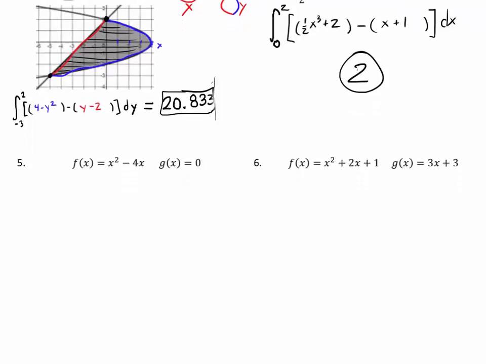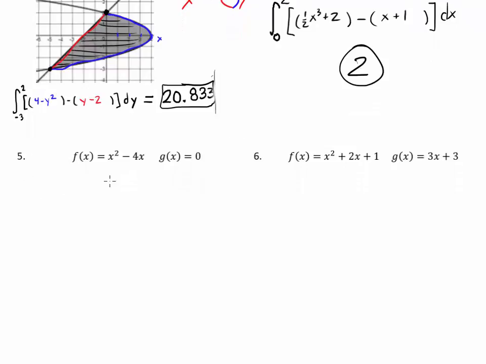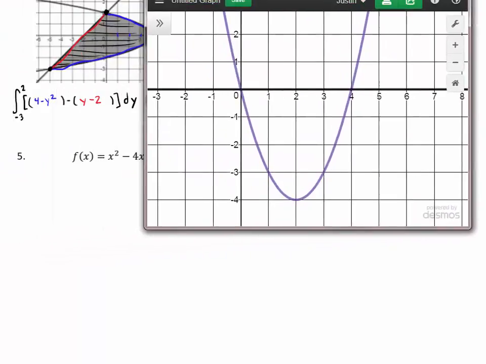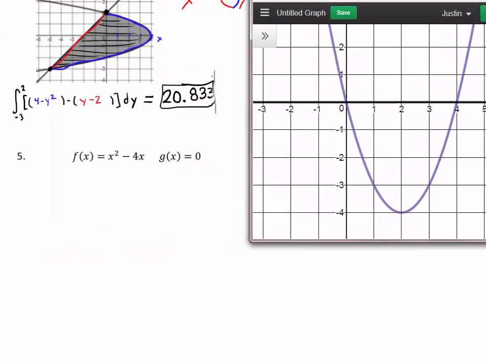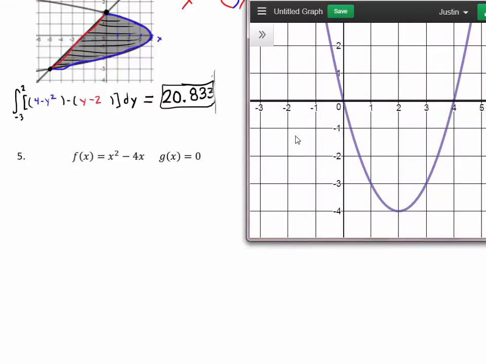All right, that's 3 and 4. Let's take a look at 5 and 6. So problem number 5, I'm going to pull up a graph of it. All right, so I guess I'll put it over on this side. You can kind of see it. There we go. So here's my graph.